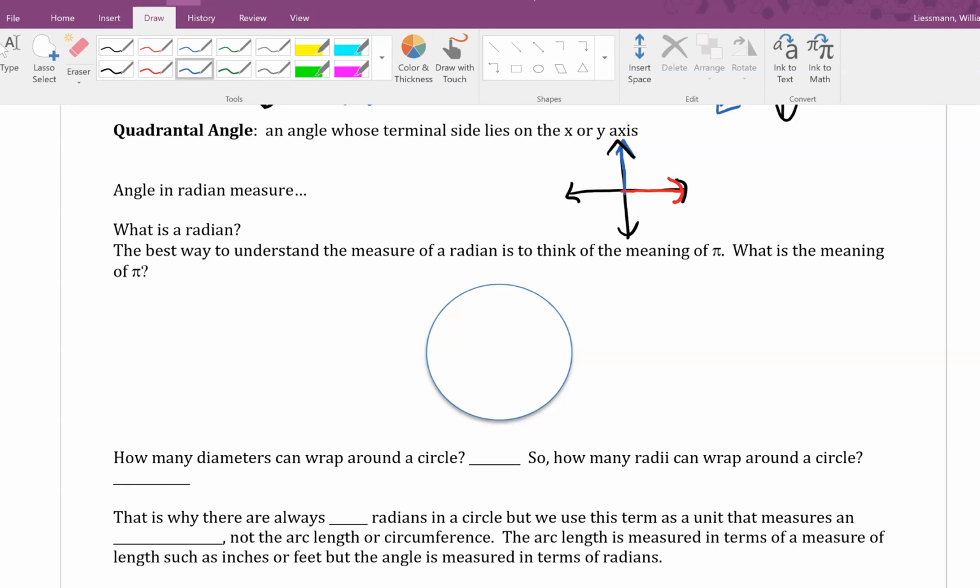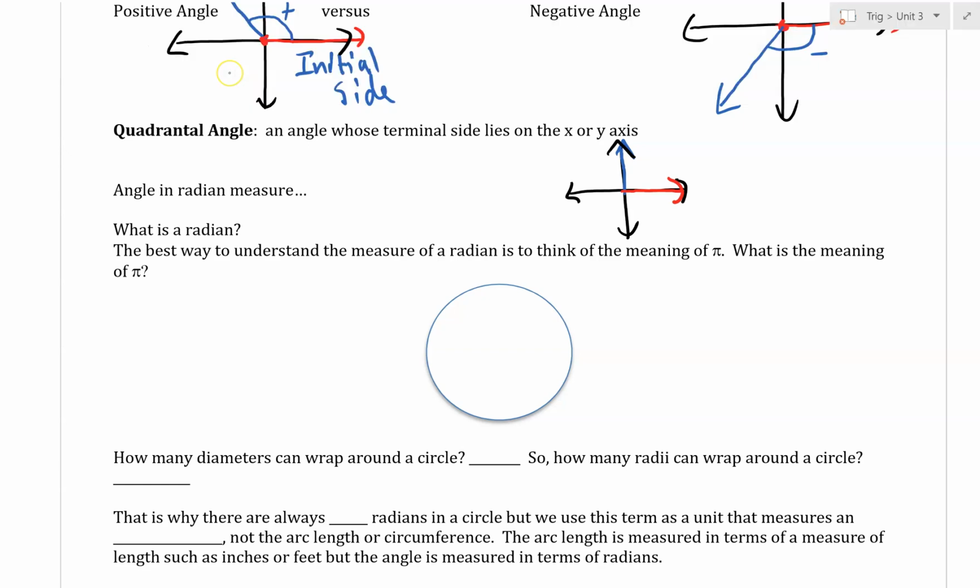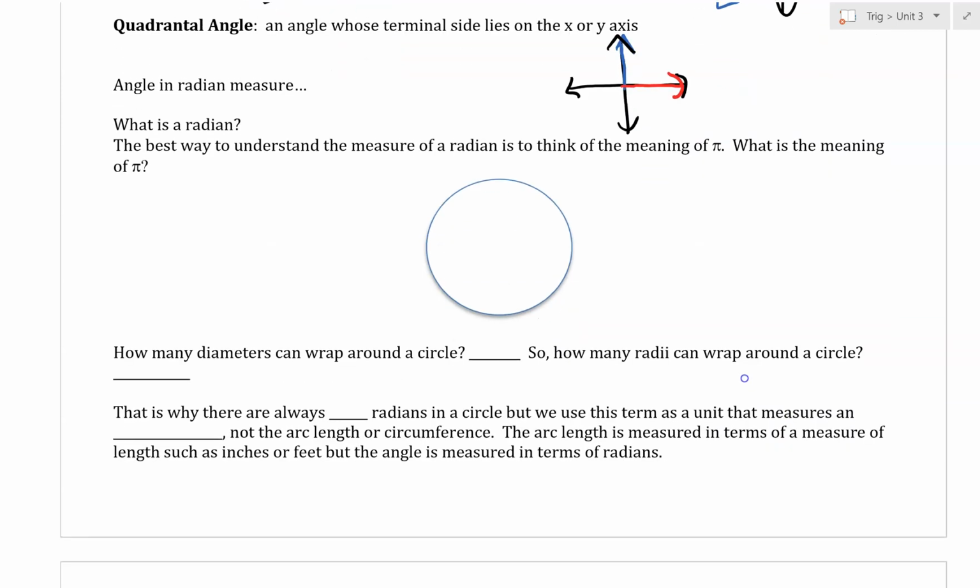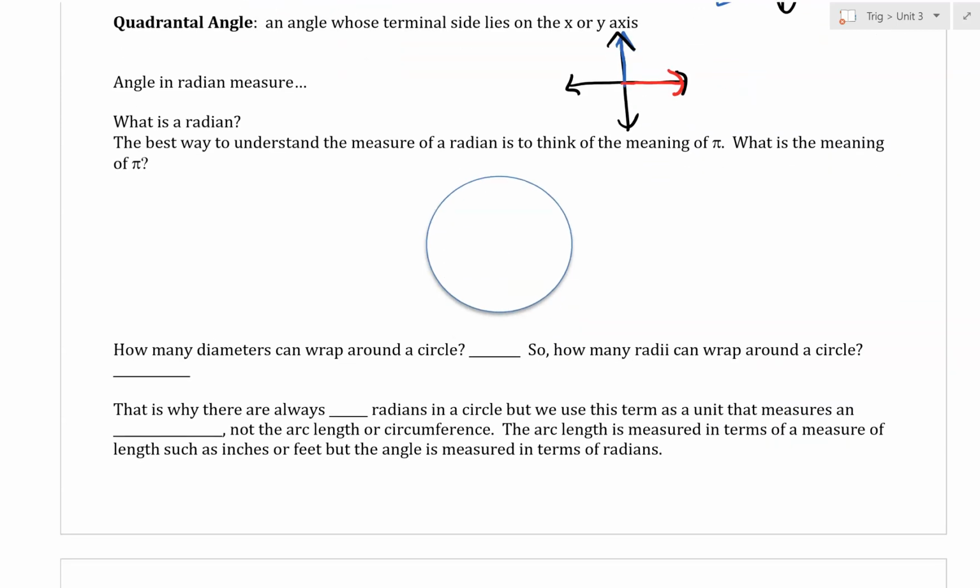So the big question here is, what is a radian? The best way to understand the measure of a radian is to think of the meaning of pi. What is the meaning of pi? If we're looking at a circle, we have a couple of different measures. We have a circumference measure, and circumference can be written one of two ways: pi times d, or 2 pi r. Either way, those give us this idea of going all the way around the circle.